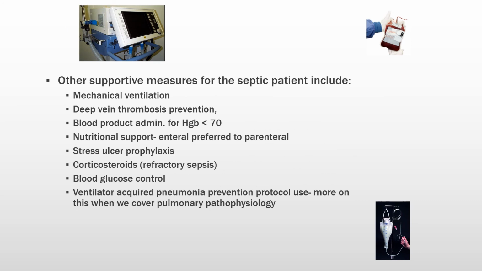Other supportive measures for the septic patient include mechanical ventilation, deep vein thrombosis prevention, blood product administration for generally a hemoglobin less than 70, nutritional support, enteral is preferred to parenteral, stress ulcer prophylaxis, corticosteroids for refractory sepsis, blood glucose control, and ventilator-acquired pneumonia prevention protocol. More on this when we cover pulmonary pathophysiology.